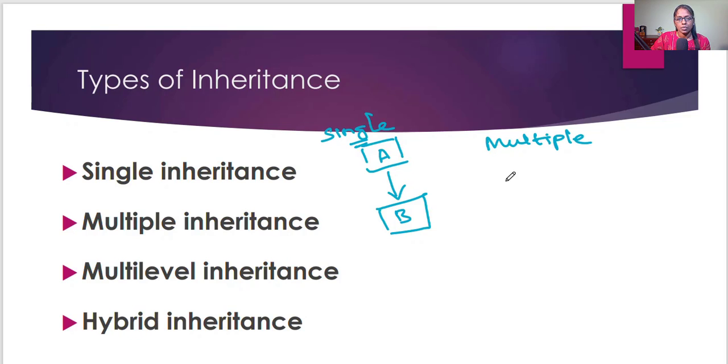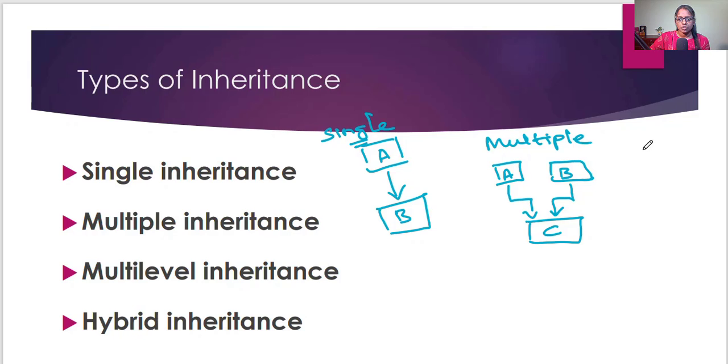The next one is multiple. Multiple means one or more classes: class A and class B are combined to create class C. This is called multiple inheritance, that is, one or more classes inherited into one class.